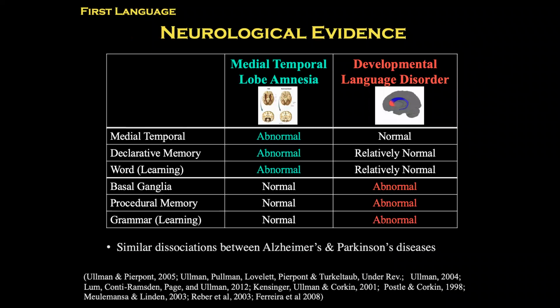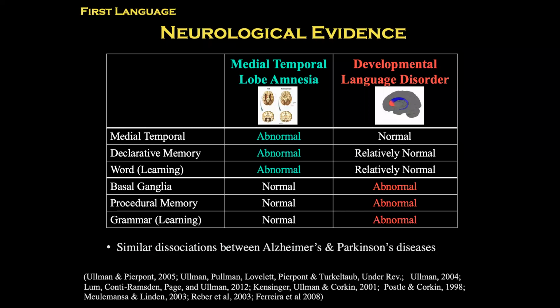So again, contrasting medial temporal lobe amnesia and developmental language disorder, arguably two disorders involving learning. And we see a nice, what might be called a dissociation of associations. Medial temporal lobe amnesia, of course, has medial temporal lobe abnormalities, as you see here. Problems with declarative memory and problems with word learning, but typically spared basal ganglia. Procedural memory is spared. That's how it was discovered in H.M. And grammar and grammar learning are relatively spared.